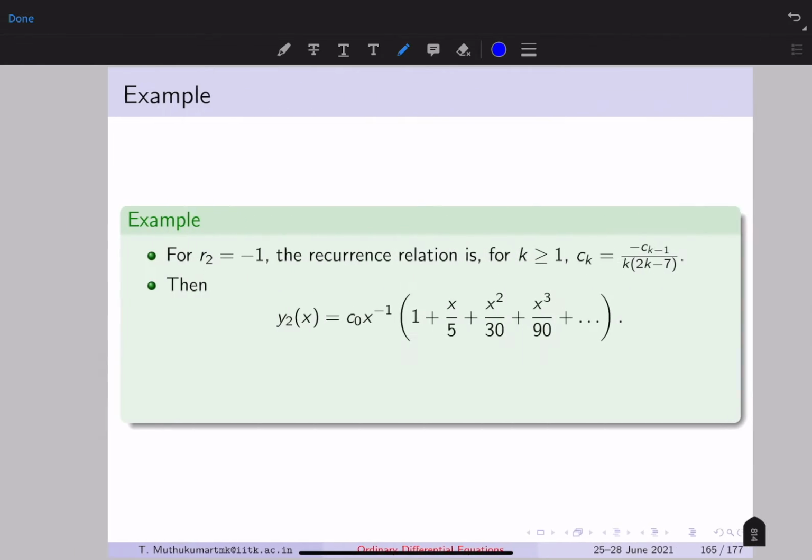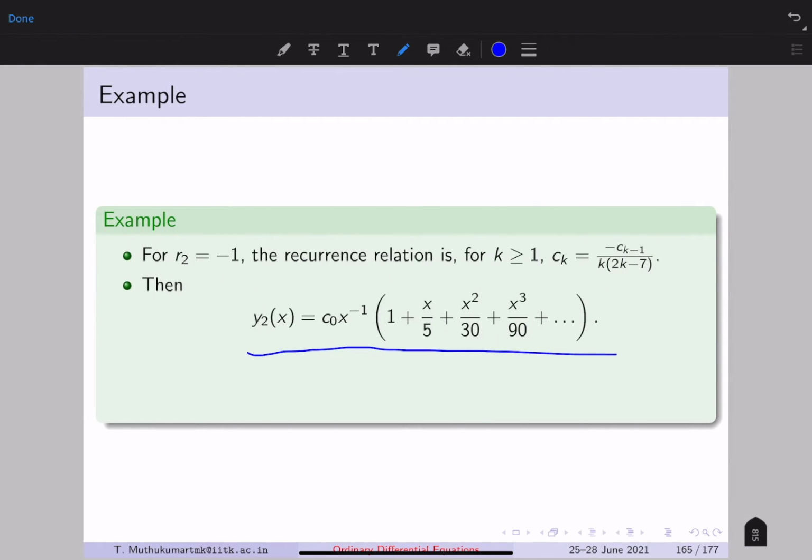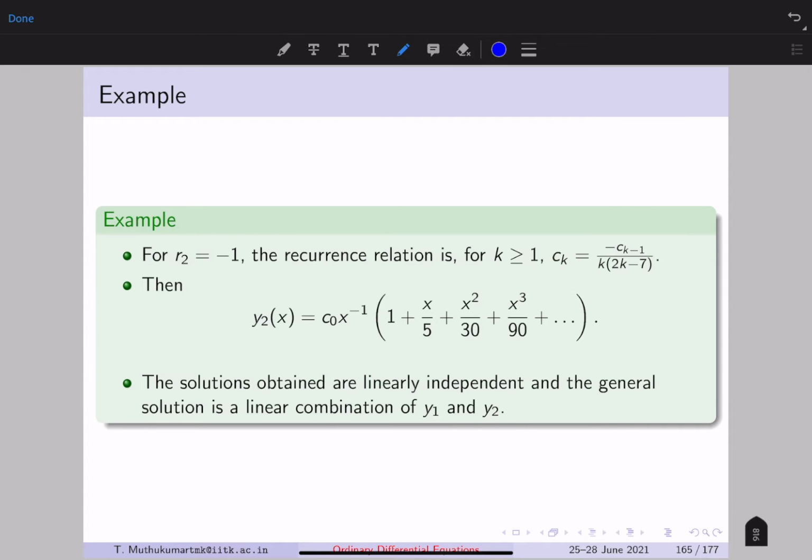You have another solution here corresponding to r2, and it so happens that both these are linearly independent. You can just see that they are not constant multiples of each other. They are linearly independent. So the general solution is a linear combination of y1 and y2. This is the Frobenius method to find solutions for an ODE about a regular singular point. Is that okay?